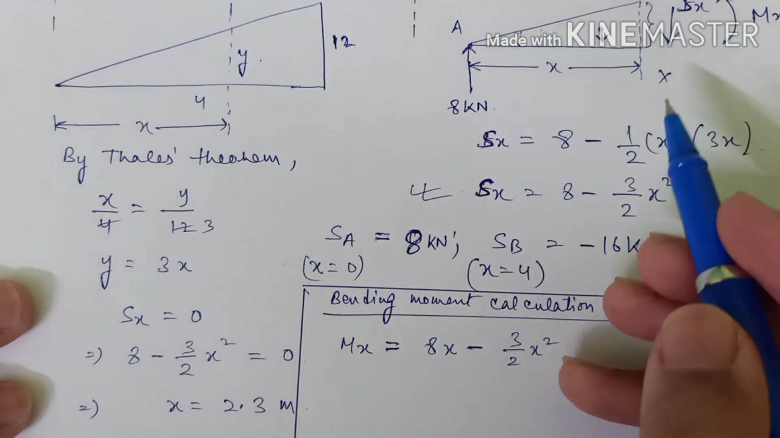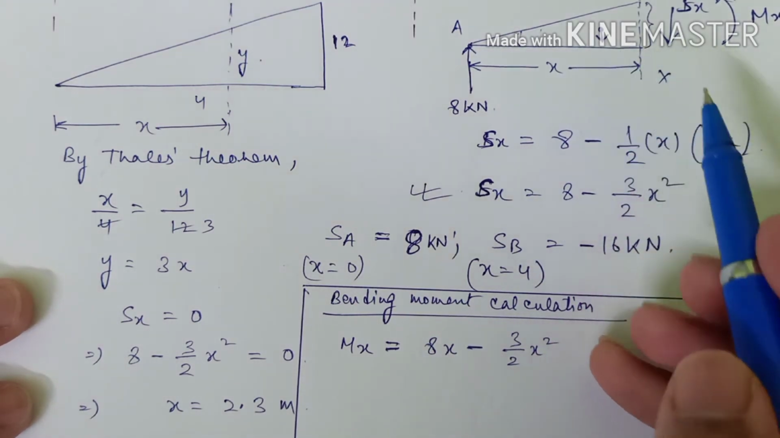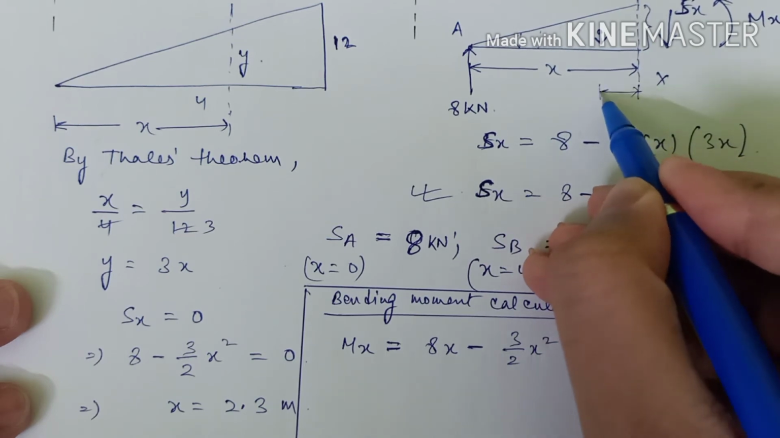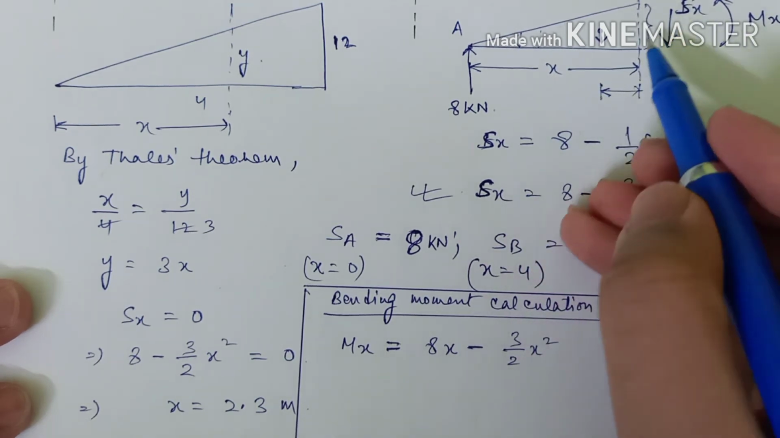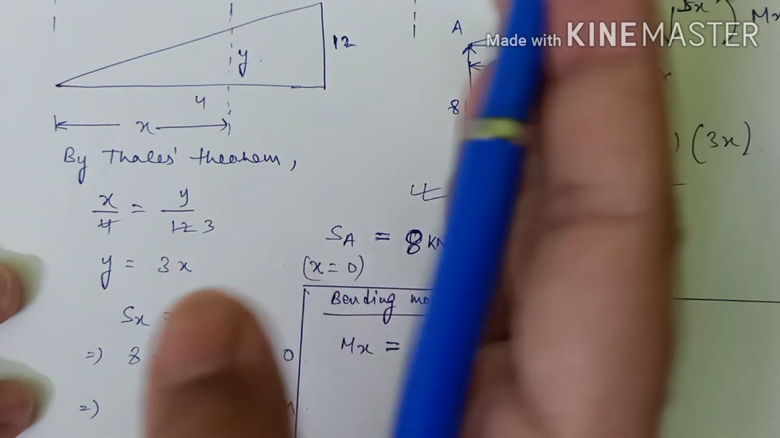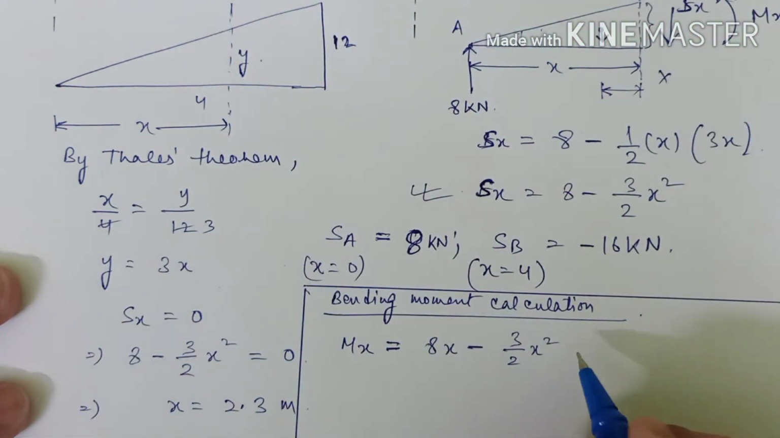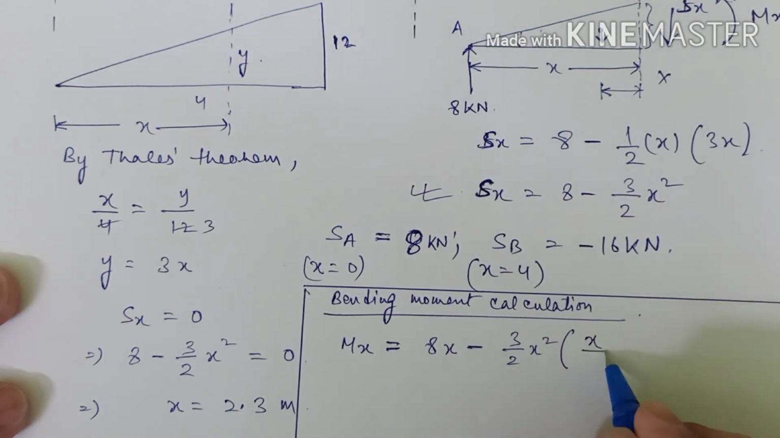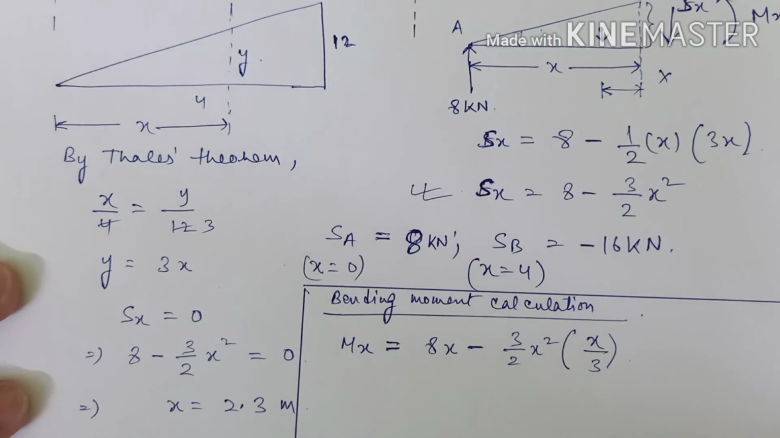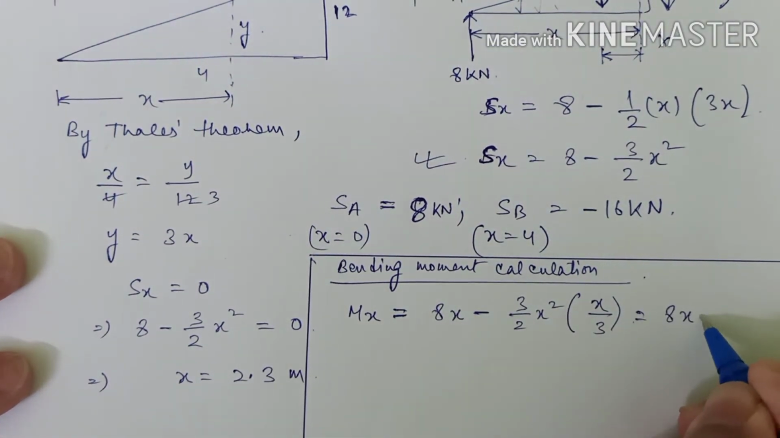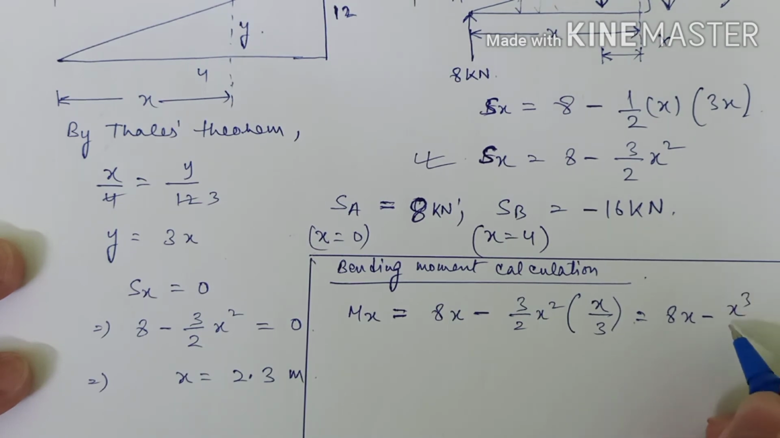This is the value of the force. And what will be the value of distance? We know that in the calculation of centroid, it is 1 by 3rd from the base, so it will be into x by 3. As simple as that. If you calculate this, it will be 8x minus x cube upon 2.